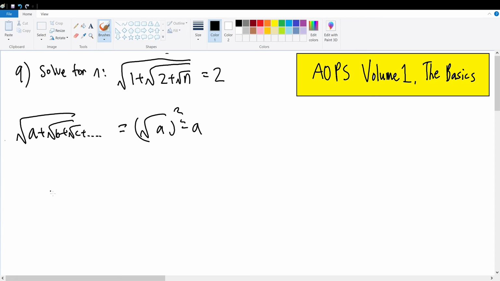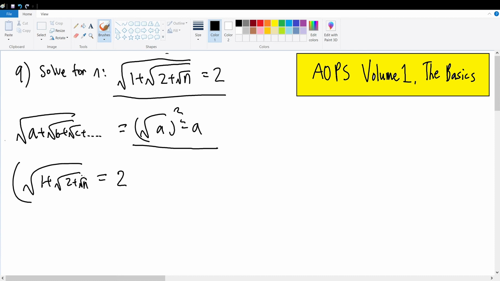So with this in mind, we can begin to solve for n. The thought process behind it is to square these roots away, such as root a squared is equal to a. The more we do it, the closer we will get to solving for n. So root 1 plus root 2 plus root n is equal to 2. We can square both sides, and the equation will still be true.